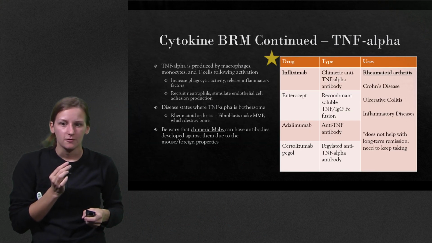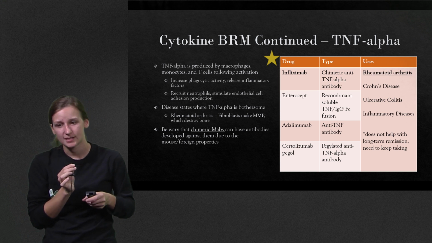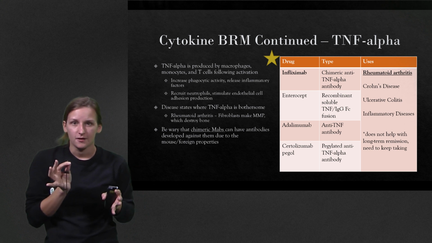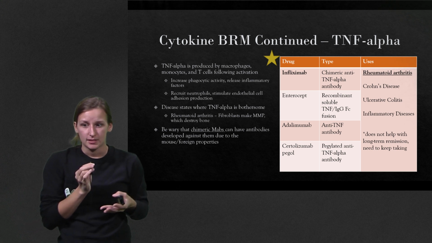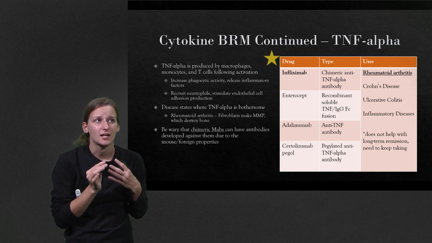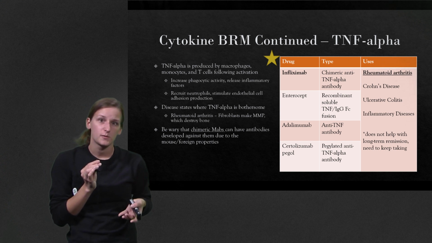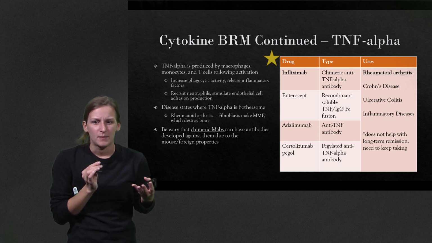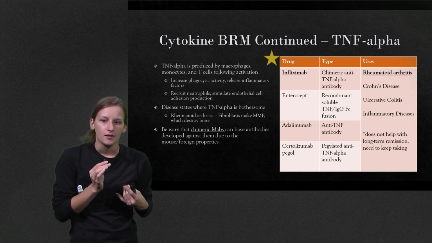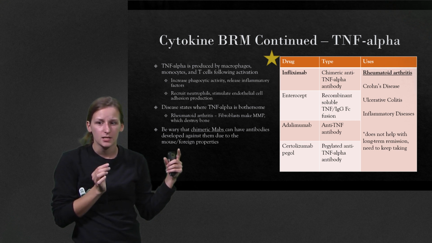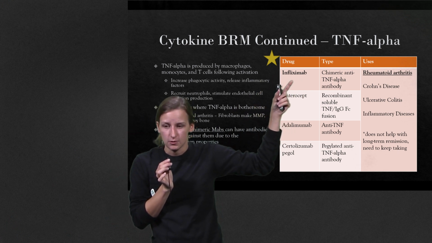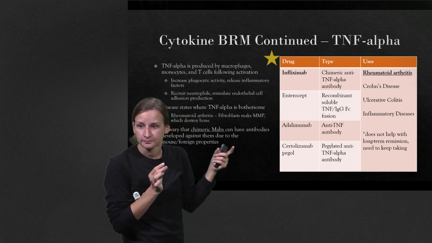All right, so TNF-alpha is a cytokine that's implicated in inflammation and the recruitment of other inflammatory mediators and cells. And so we want to block this because it's implicated in rheumatoid arthritis, along with bowel diseases like Crohn's disease or ulcerative colitis. Infliximab is the biggest one that you want to remember, not only because it's chimeric, but because it's one of the ones that we do use for rheumatoid arthritis.